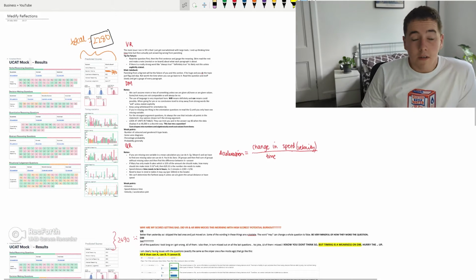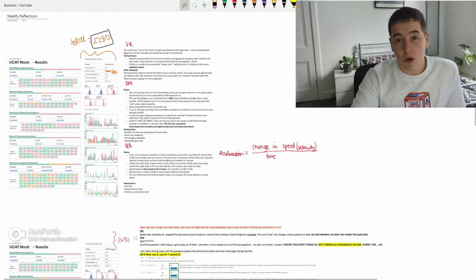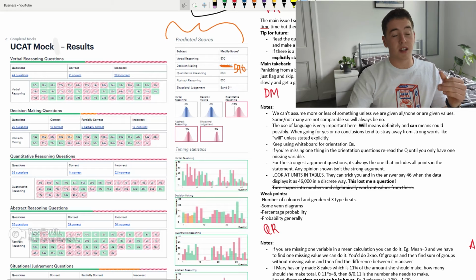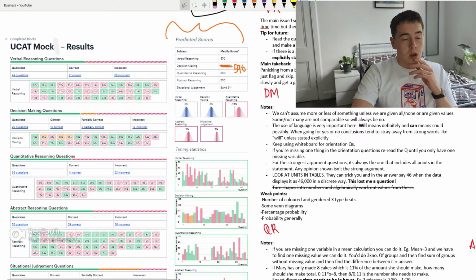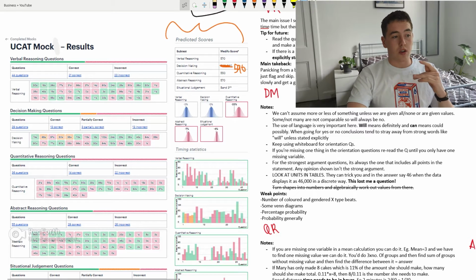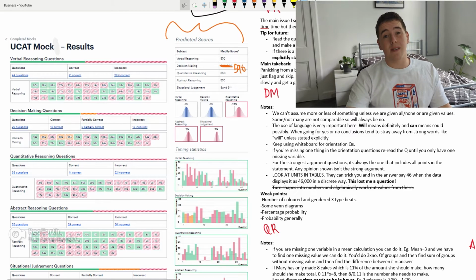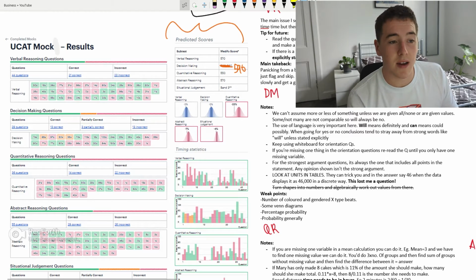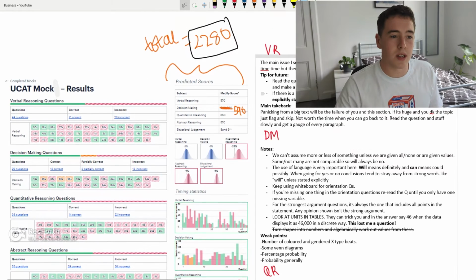So first, this is one of the earlier mocks towards the start. It was a full mock that I did. I'll zoom straight in on the verbal reasoning, and I'll get started with this straight away. So verbal reasoning, there's 44 questions obviously. I got 21 correct and 23 incorrect. That gave me a score of 570, which was actually pretty much what I got in the exam. I got 590 in the exam, so it was quite hit or miss.